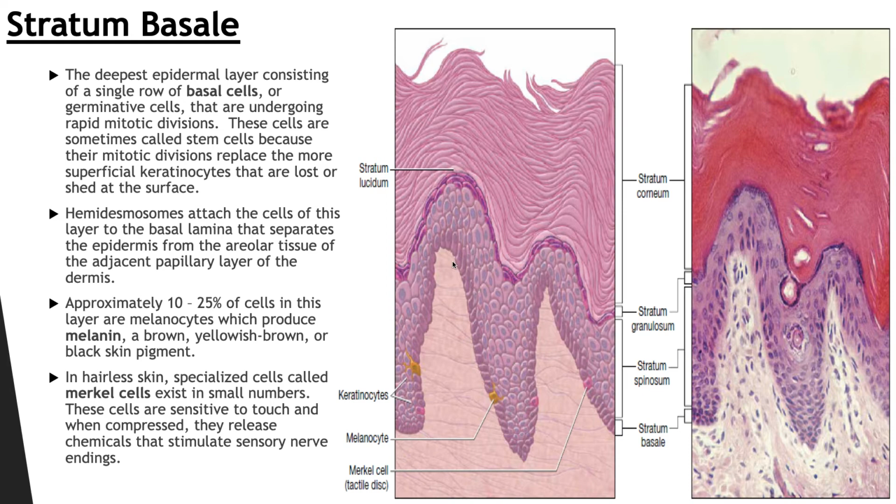So you have about 10 to 25% of these cells that are melanocytes, which produce melanin. It helps to give skin its pigmentation. And in hairless skin, you have specialized cells called Merkel cells, which exist in some small numbers. And these are sensitive to touch when compressed, and they also release chemicals that can stimulate some sensory nerve endings.